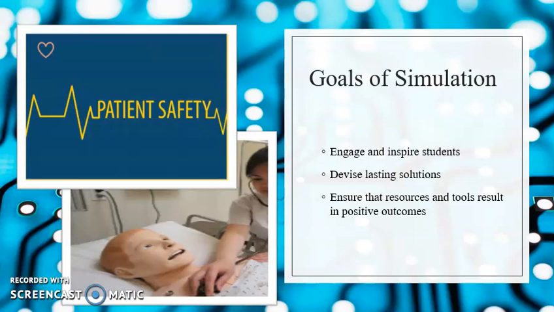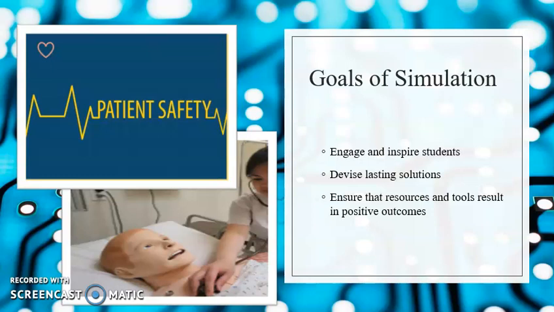Some of the goals of simulations include engaging and inspiring students in that simulations allow students to repetitively practice essential skills where their mistakes are learning experiences that have room for growth and development. Because students can monitor what works and what doesn't work, they are able to devise lasting solutions. Simulations provide feedback at any given time. Students can take this feedback to make corrections and further work on developing solutions.